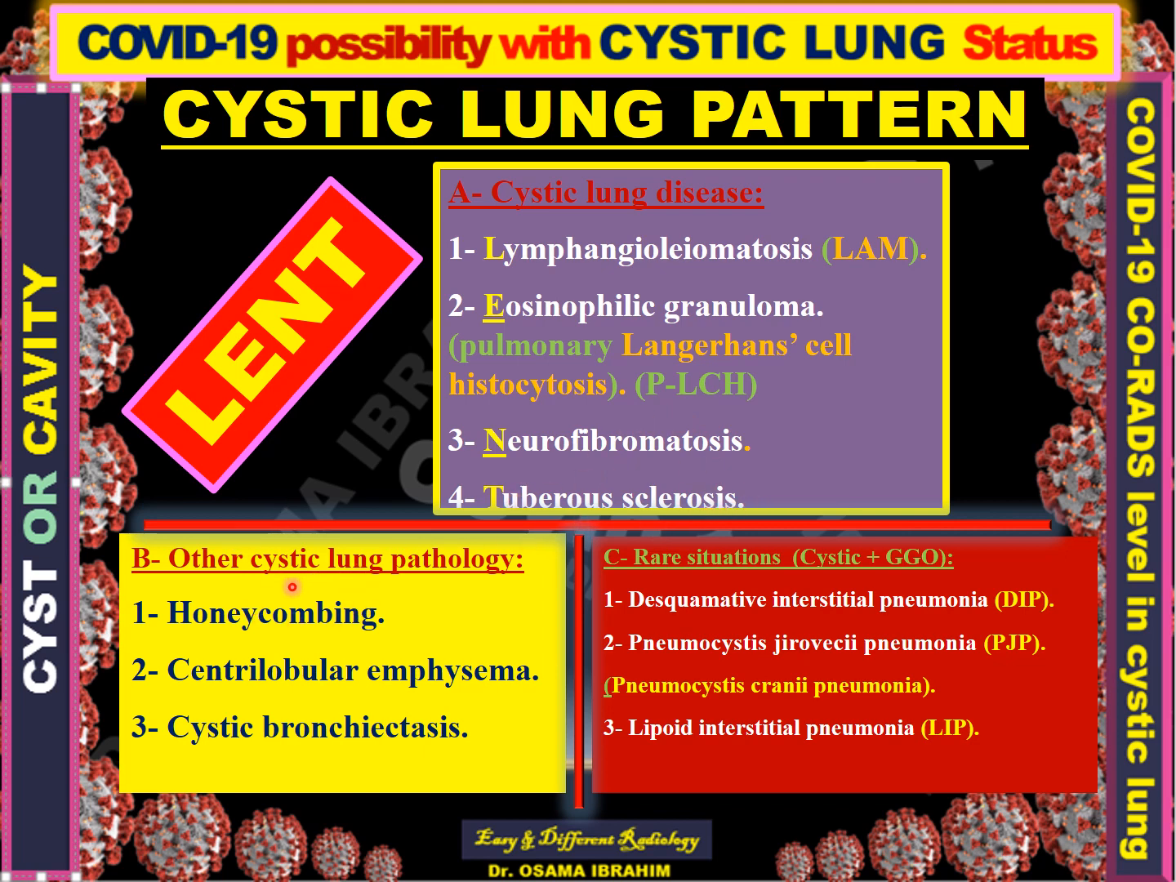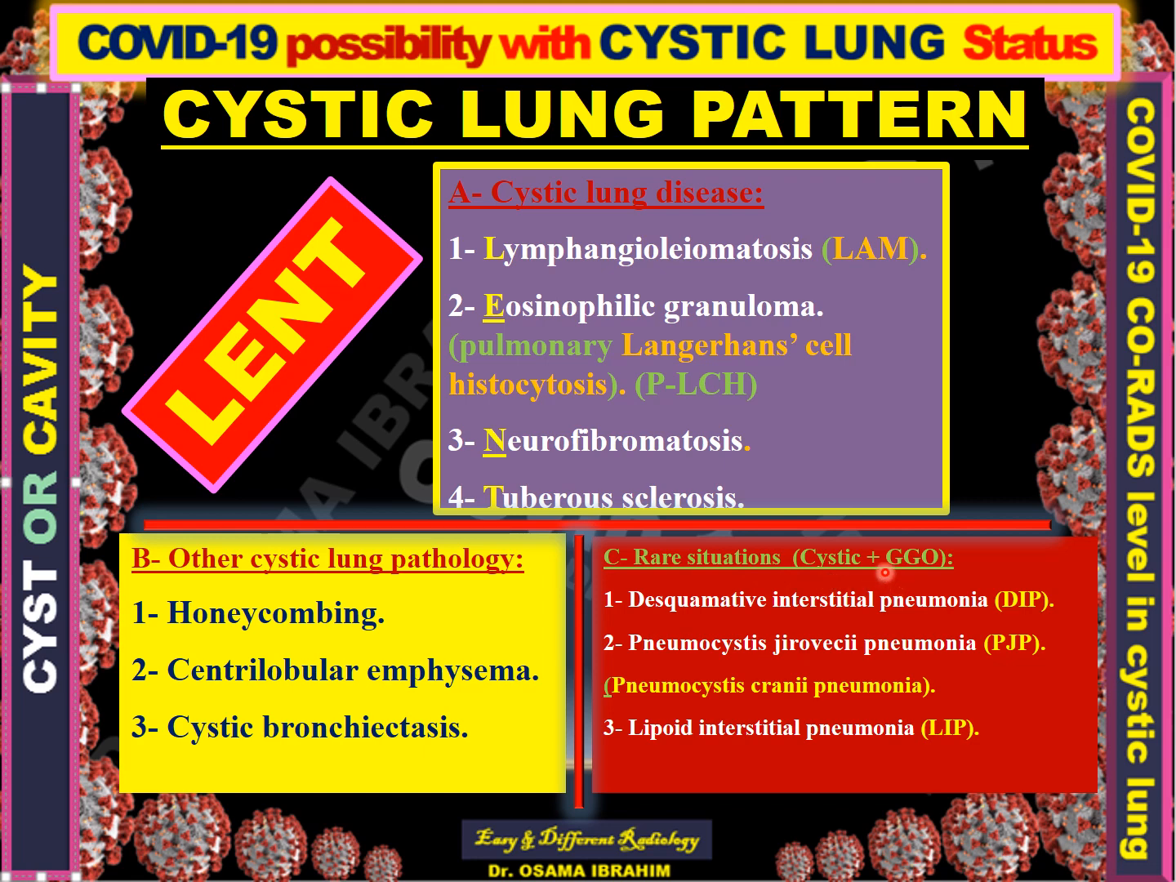The other group of cystic lung patterns is called the others. The others represent 3 groups: honeycombing, centrilobular emphysema, and cystic bronchiectasis. All can cause cysts in the lung parenchyma, resembling cystic lung disease. However, they can be discriminated, as we'll discuss later in the presentation, by specific patterns of findings in the HRCT, so they can be excluded easily.